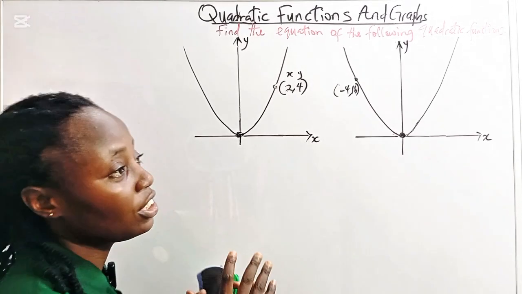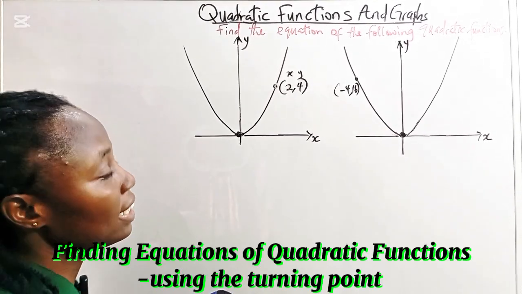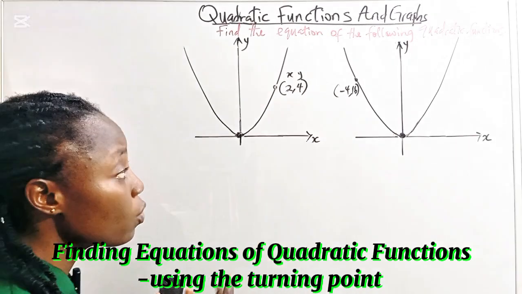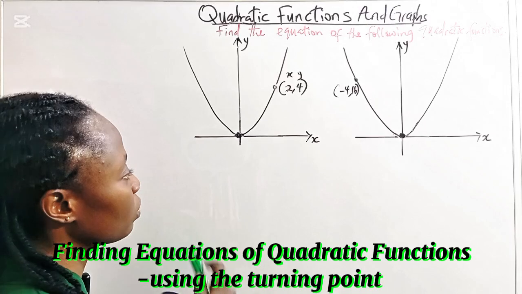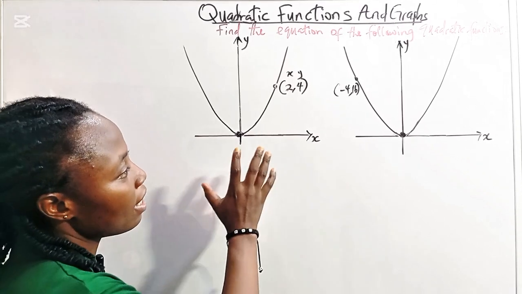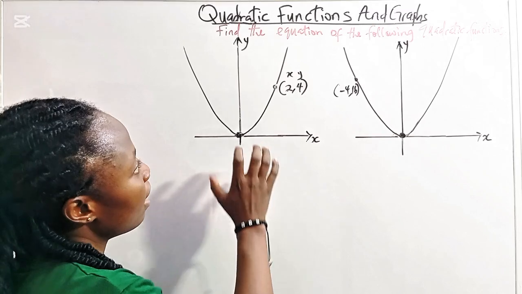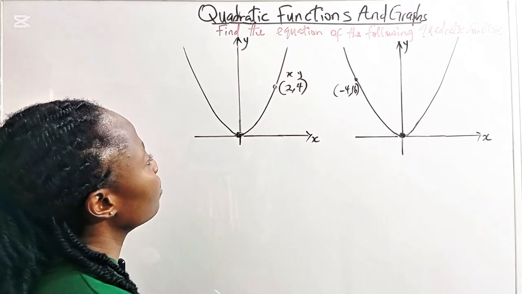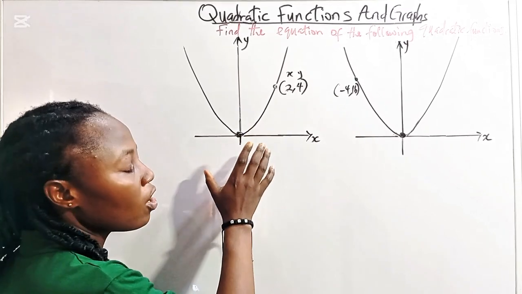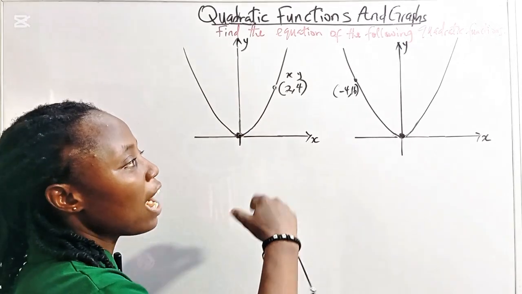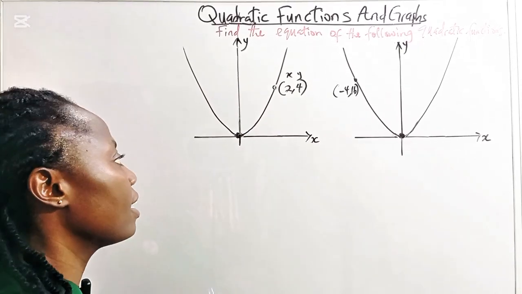Today, I will be teaching you how to find the equation of quadratic functions using turning points. Look at the diagrams we have on the board. They are quadratic graphs, and these are called parabolas. We have the U shape and we have the N shape.